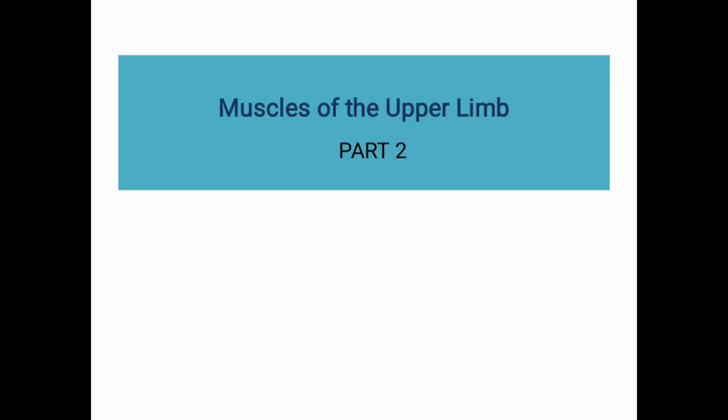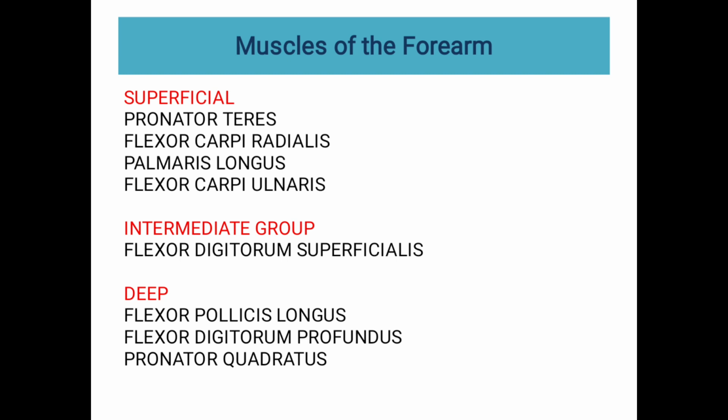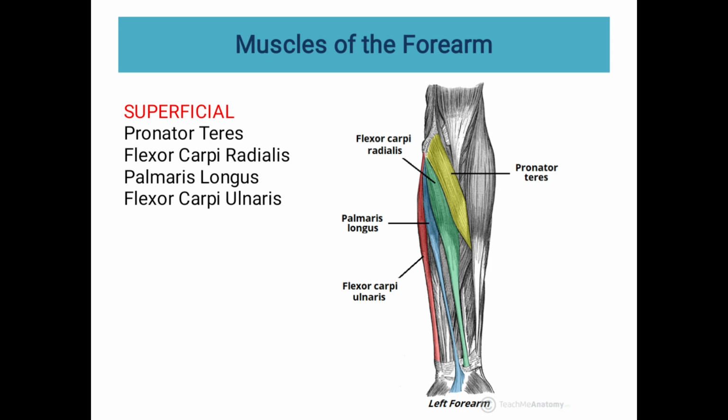So the anterior group of the anterior forearm are further subdivided into superficial, intermediate, and deep. Okay, so let's start with the superficial group of muscles of the anterior forearm. So these are four muscles.